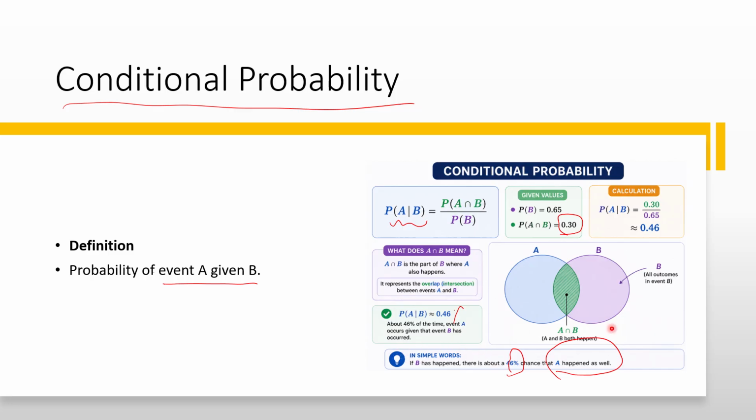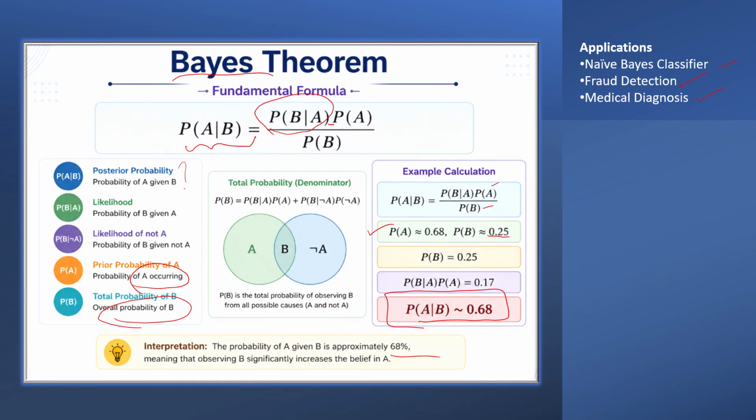In simple words, if B has happened, there is about a 46% chance A has happened as well. I can relate a real-time example. Assume today it is raining, so B has happened. Today it has rained, and there is about a 46% chance that it may rain after 1 hour, or after 2 hours, like that. In this way, using conditional probability, you can calculate the probability of an event occurring.